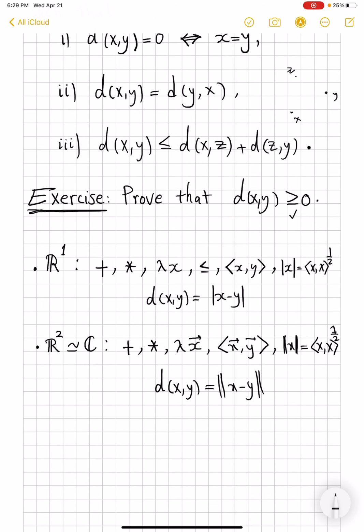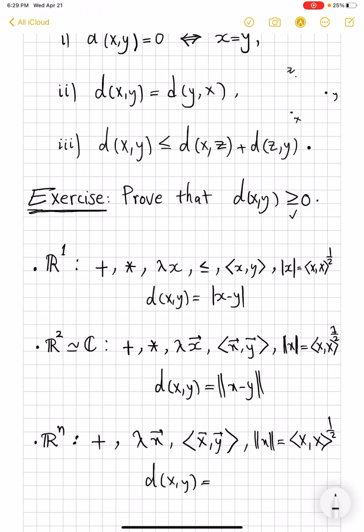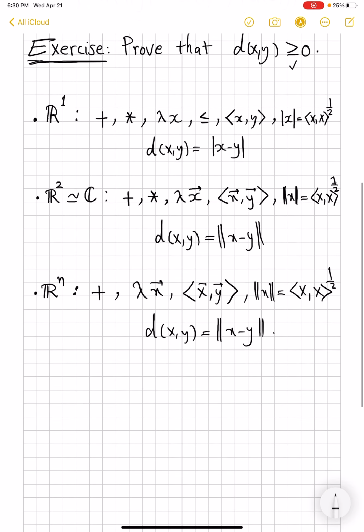If you move into a generic Rn, you are left with addition of vectors. There is no universal notion of multiplying vectors that produces another vector. There is this scaling still available, the dot product still available with similar definitions, this norm again available, and then the distance of x, y equals the norm of x minus y. So you still have a distance function coming from a norm.